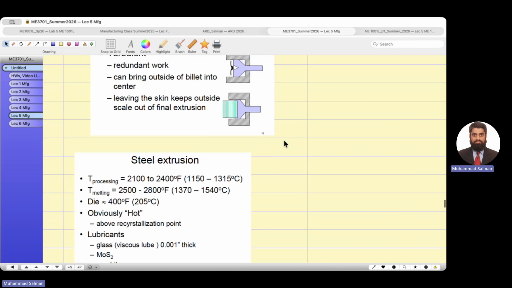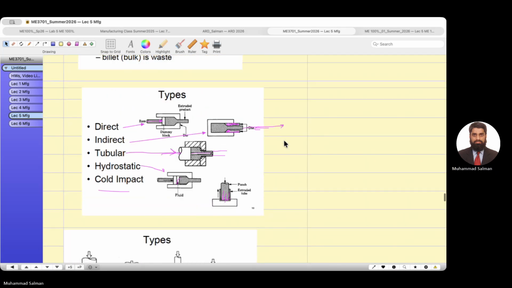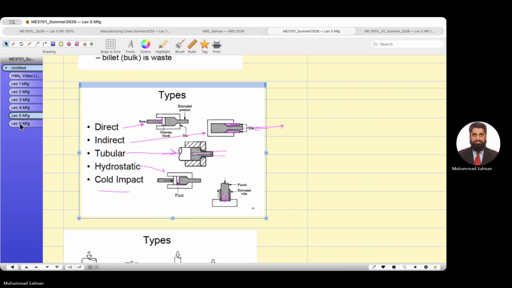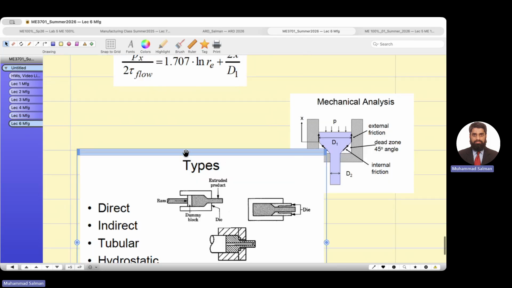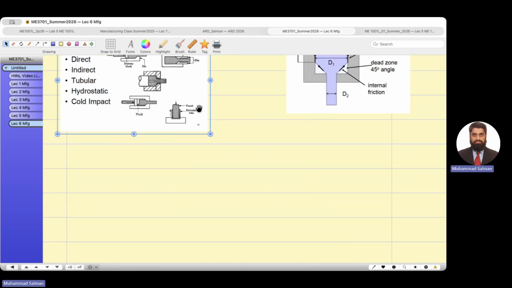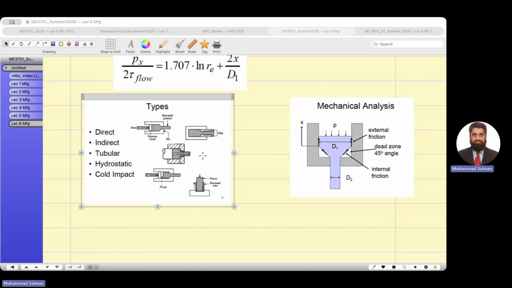But what if you get the extrusion indirect? This is my indirect. The formula for indirect is a little bit different, okay? So I'm going to show you right now what the formula is. Yeah, I have to show you this figure.